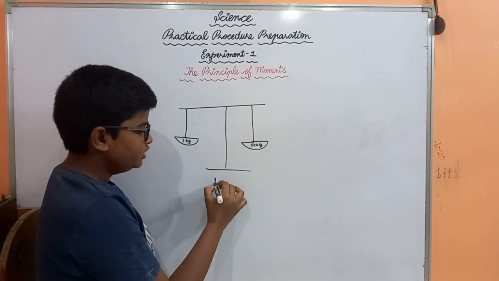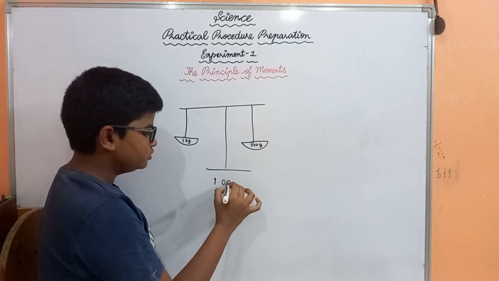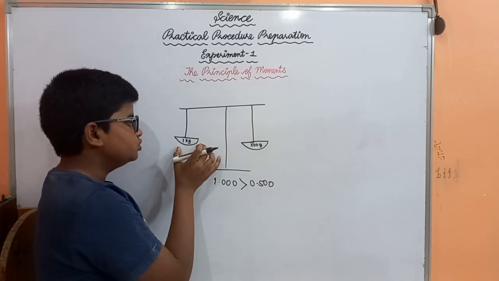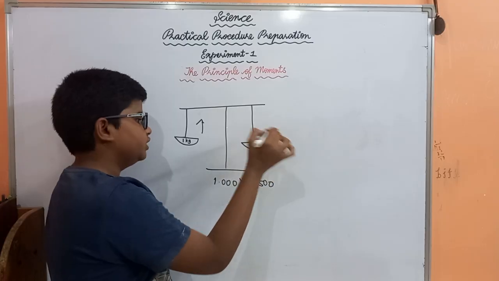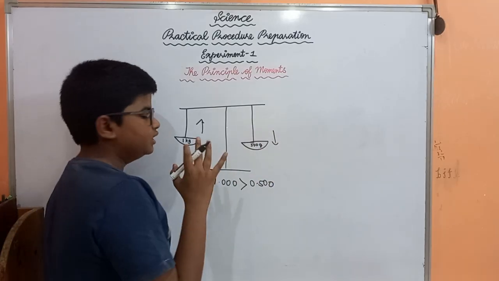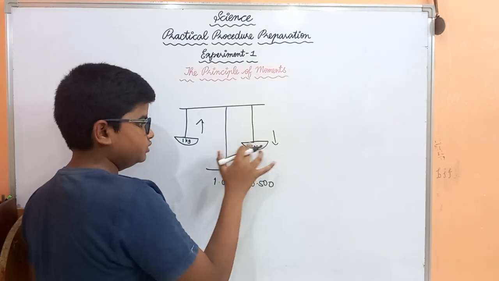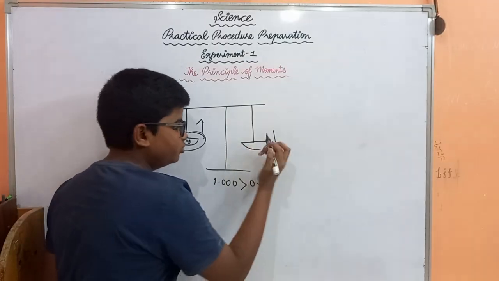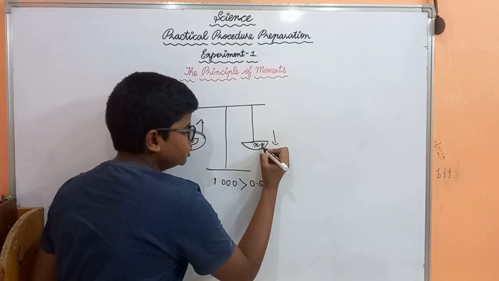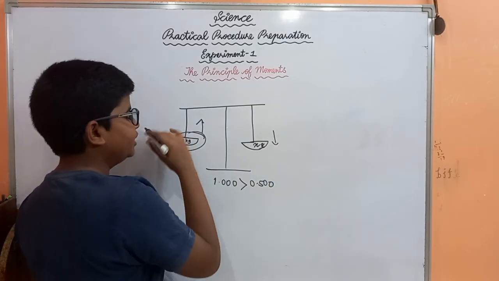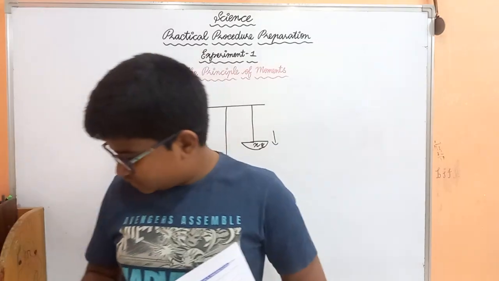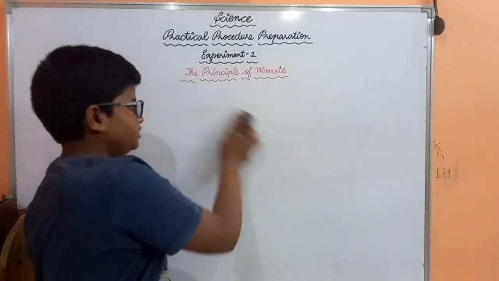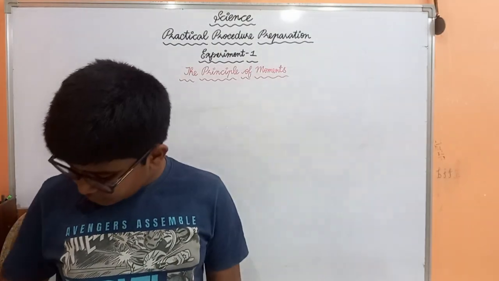So this is 1.00 greater than 0.500. So this would go up while this would come down. So we have to find the weight by a known weight. We know this is 1 kilogram, but there's an unknown weight, x gram. So you have to find it by using the principle of moments, with a way different complexity method that is actually very easy if you understand the concepts. So first, principle of moments.